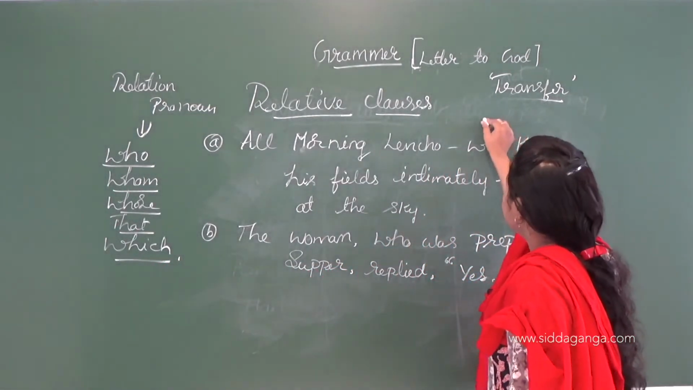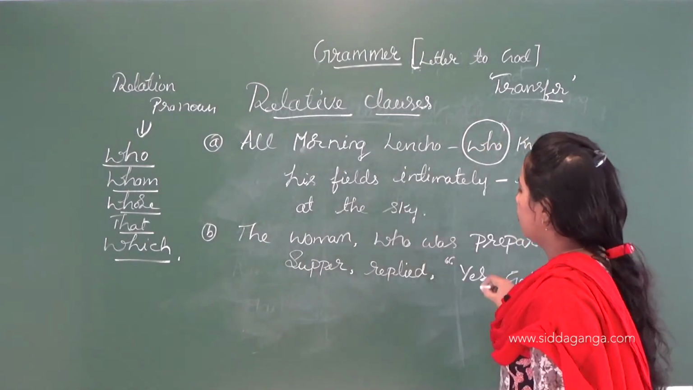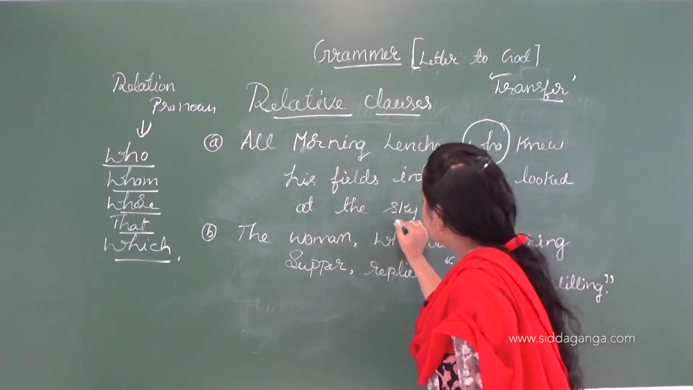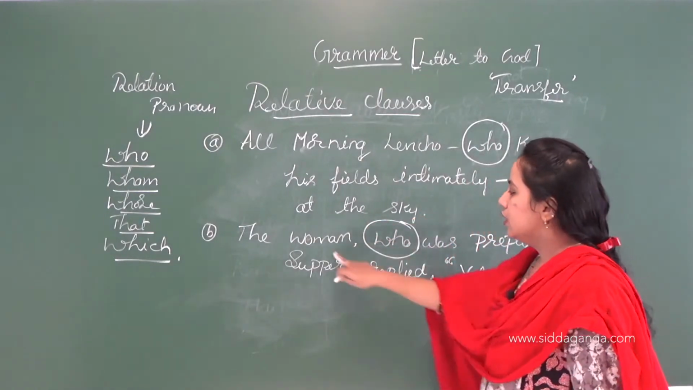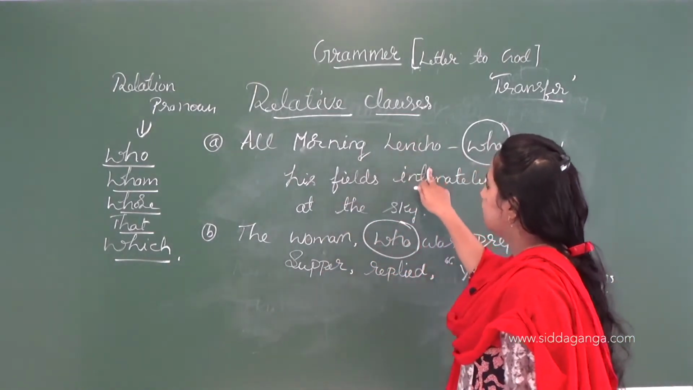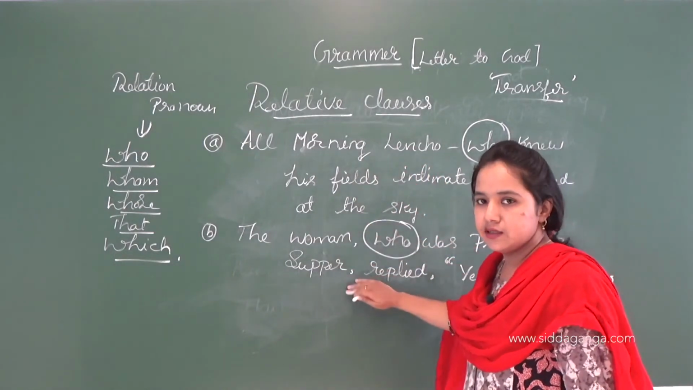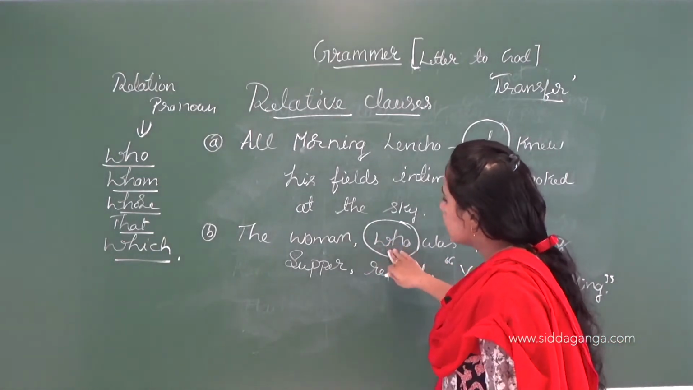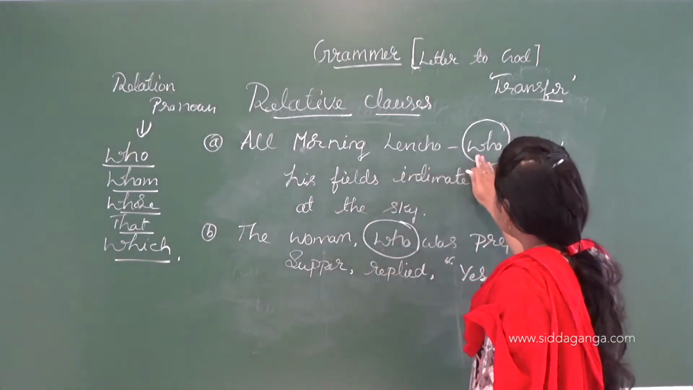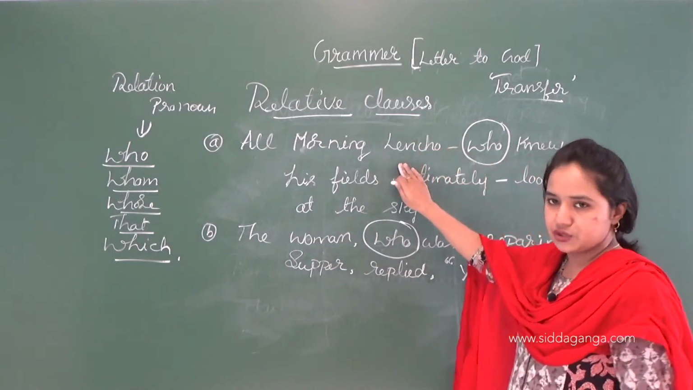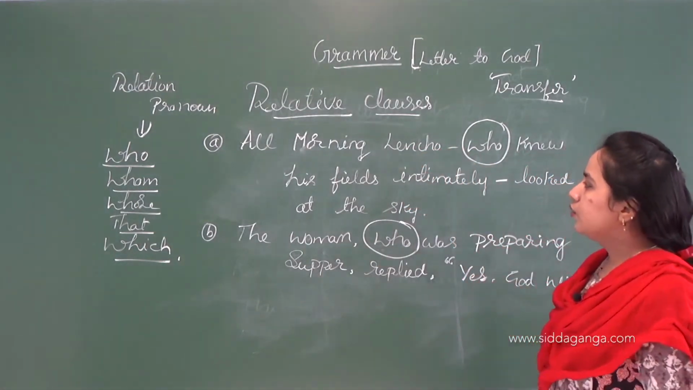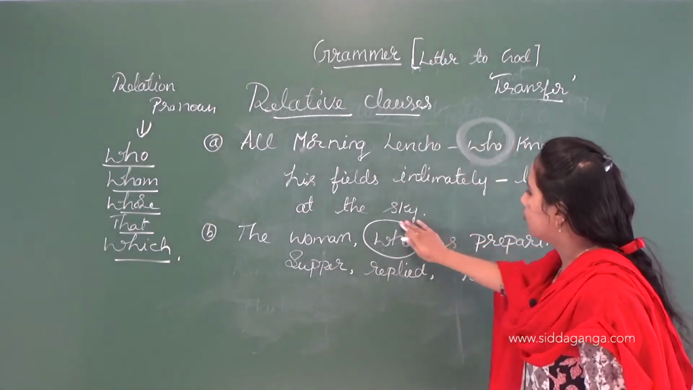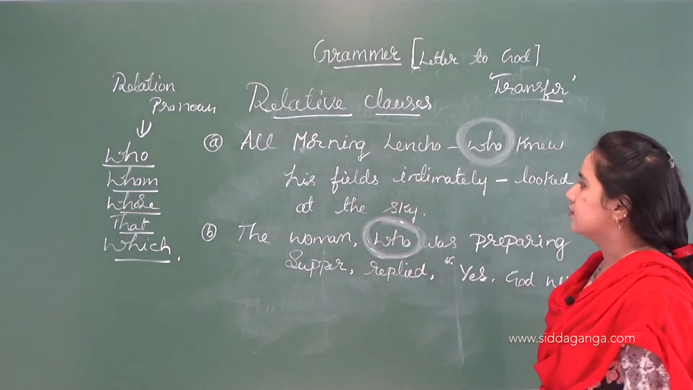Here, in this sentence, who says about Lencho. Then here, who, the woman and Lencho, these two persons are related to one another, and this who says about a woman, and this who in this sentence says about Lencho. If you don't know about this who, just see it in the sentence.